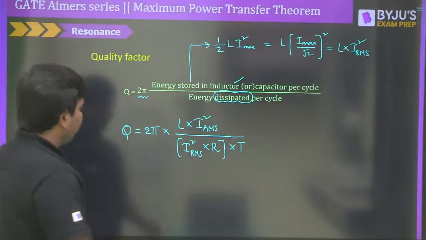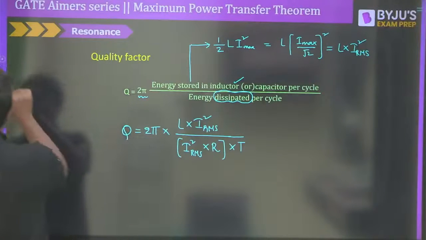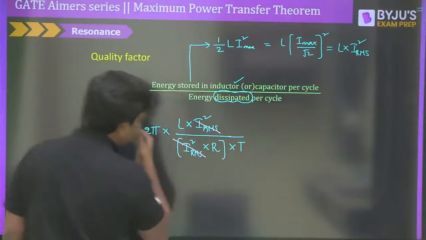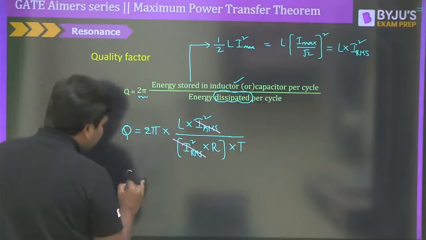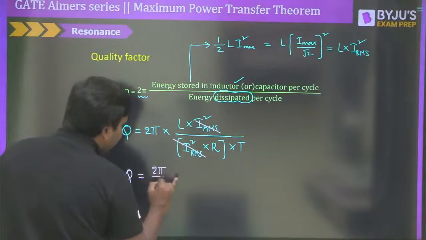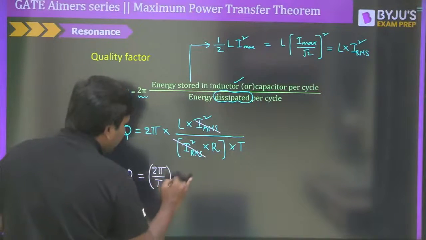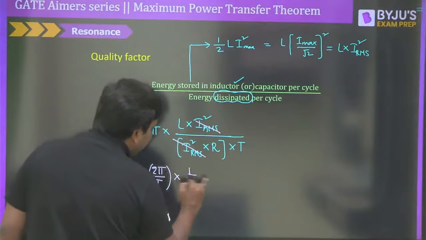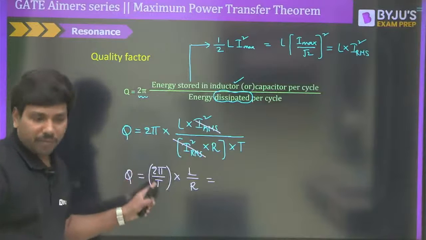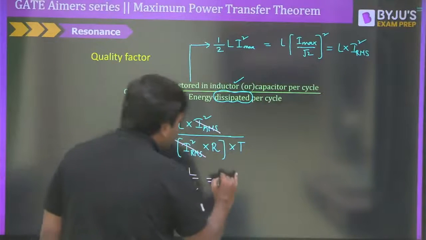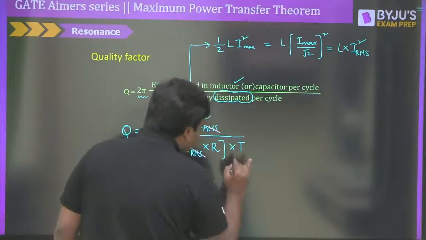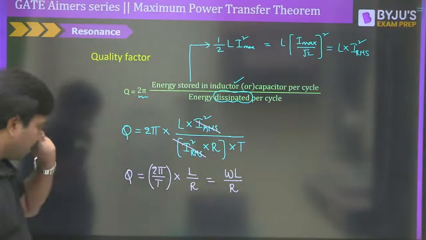Now moving ahead, what should I say here? Any one of you, can you tell me quickly? IRMS square gets cancelled here, right? And most importantly, we have Q equal to 2 pi divided by T, whole into L divided by R, and 2 pi by T is nothing but omega, correct? 2 pi by T is actually nothing but omega. Therefore, I can say it is equal to omega L by R. This is the quality factor of a coil.